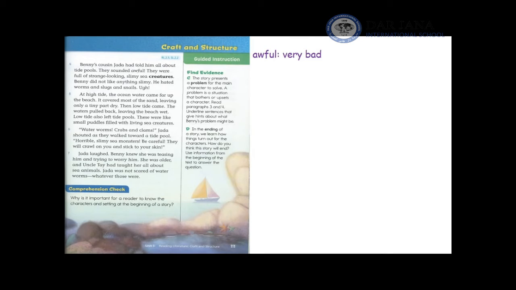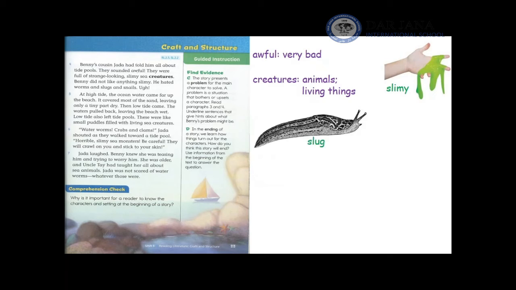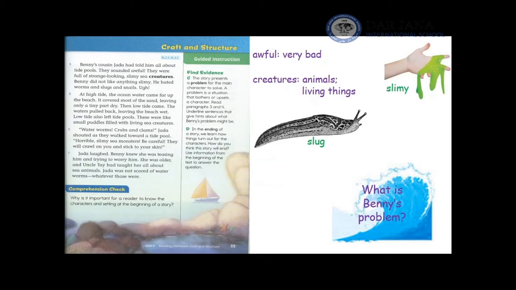Awful means very bad. Creatures, as we know, are animals or living things. As you see in the picture on the right side, slimy. And we know these slimy things that we all like to play with. A slug.